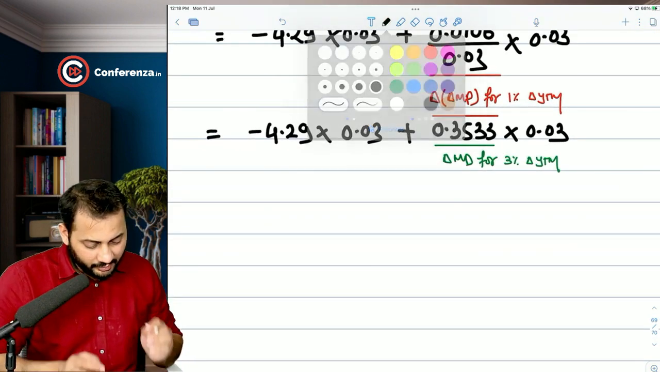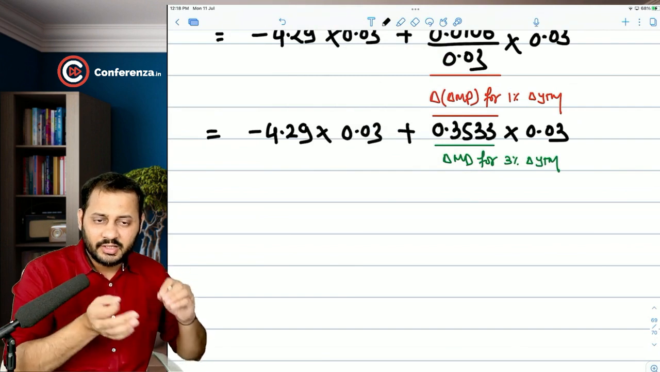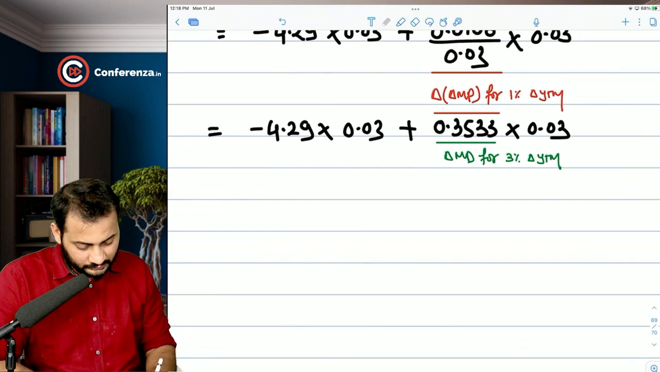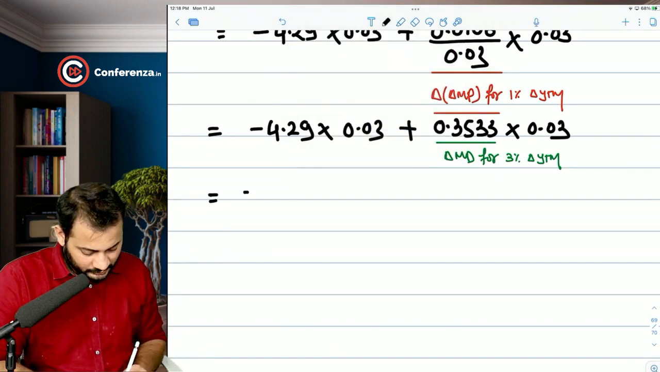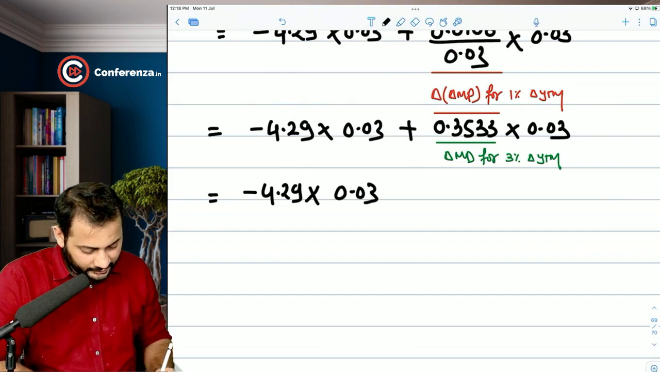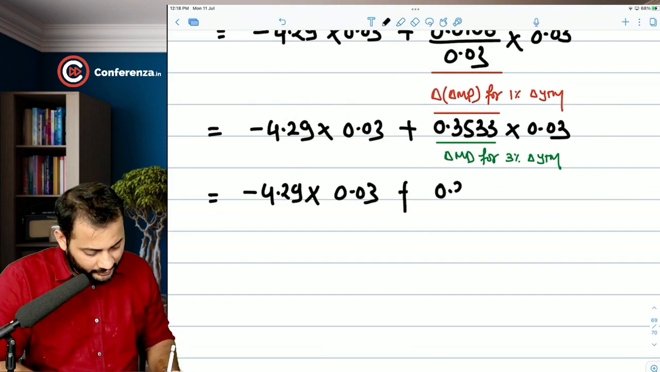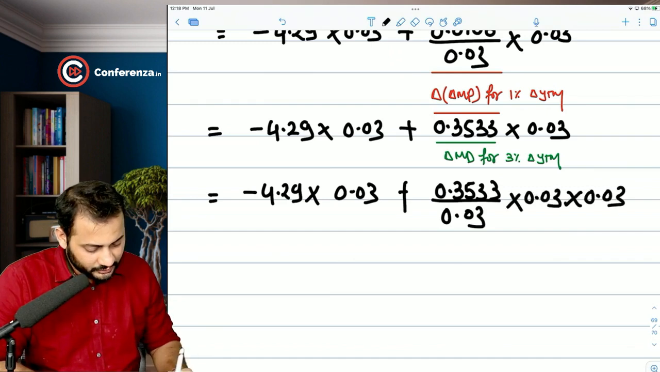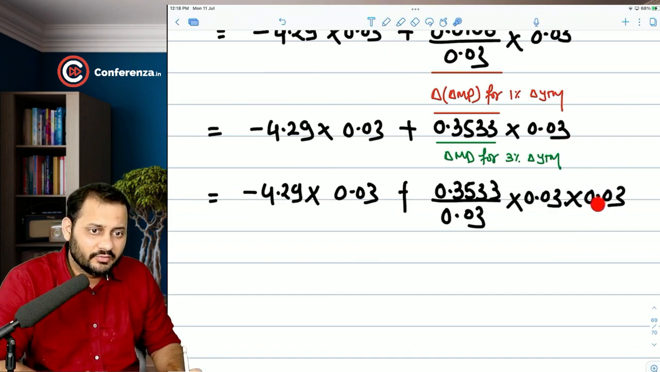Now we can remove that 3% again outside. Minus 4.29 into 0.03. This is one side of it, plus 0.3533 divided by 0.03 multiplied by 0.03 multiplied by 0.03. Now see, this 0.03 is covered here, and we have added and multiplied and divided again with a new 0.03.